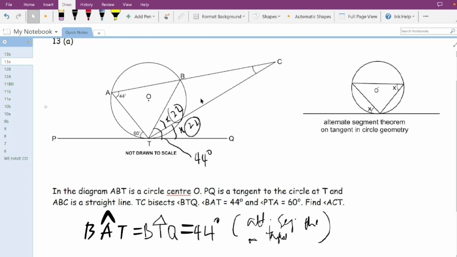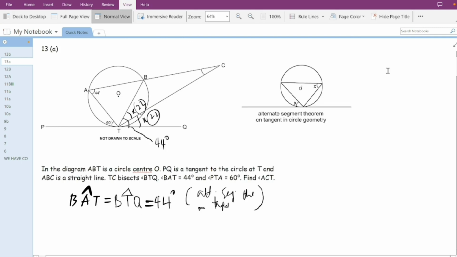We should mark that out, and we'll be asked to find this. Watch, we are getting some of our angles. Now we know this whole angle is 44. To write this out, we have angle at T, BTC.